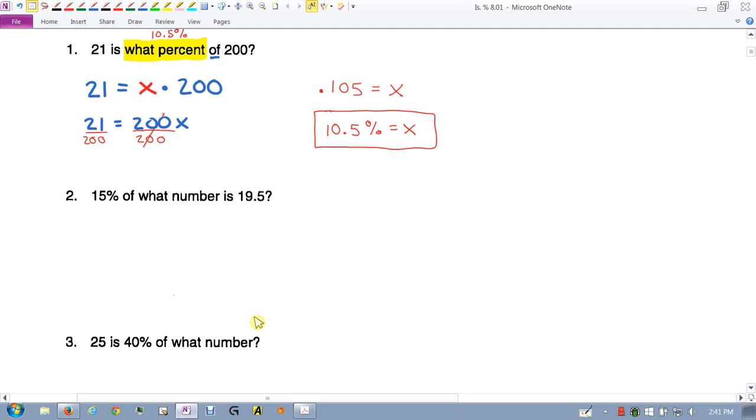15% of, so 15%, whenever we're working with equations, we want to get rid of percentages and we want to convert them to decimals. So write the 15% as a decimal. 0.15. Of is what? Multiplication, so dot. What number is what we're going to solve for? I'm going to call that x. Is equals, right? 19.5.